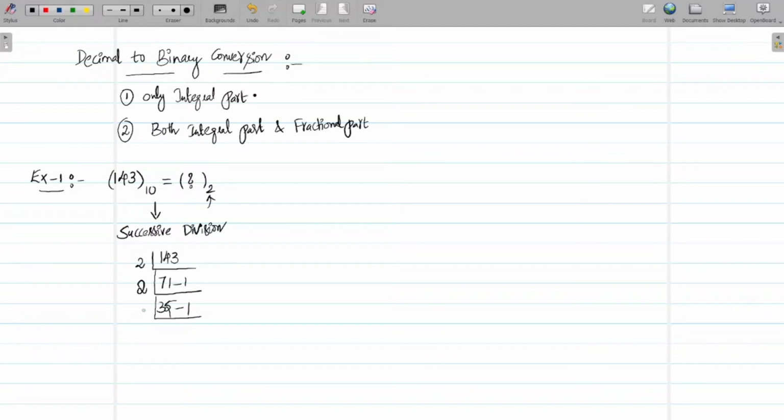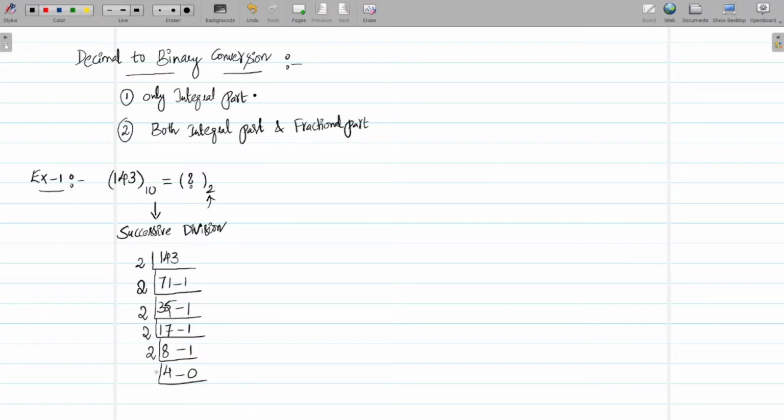Similarly, again I want to divide 35 by 2. So 2 times 17 is 34, remainder is 1. Next, 2 times 8 is 16 and the remainder is 1. Next, 2 times 4 is 8. What is the remainder now? Now the remainder is 0.